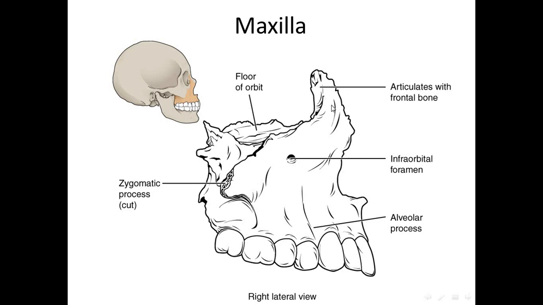So this projection is the one that articulates with the frontal bone. This flat area is the floor of the orbit, and this is the zygomatic process, which will articulate with the zygomatic bone. This is the infraorbital foramen, which is an exit for several sensory nerves. And this is the alveolar process, including these alveolus, which are small sockets that contain the upper teeth.